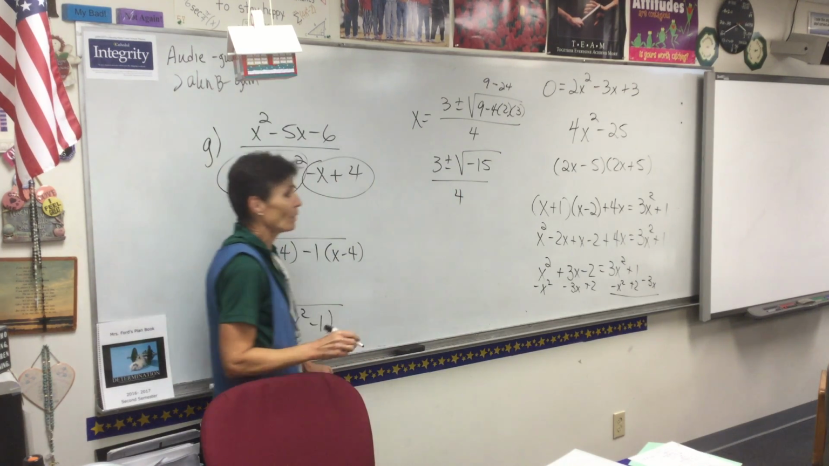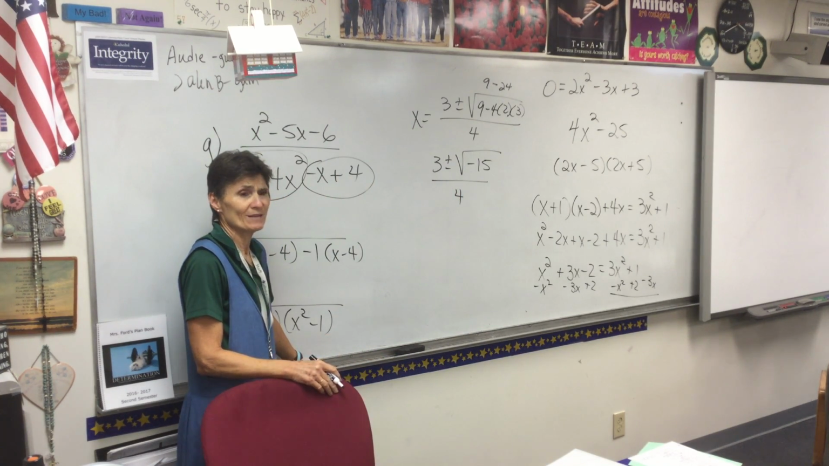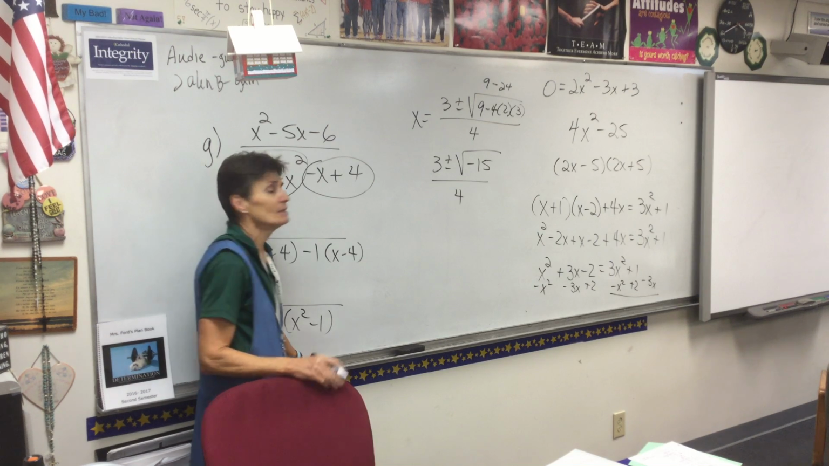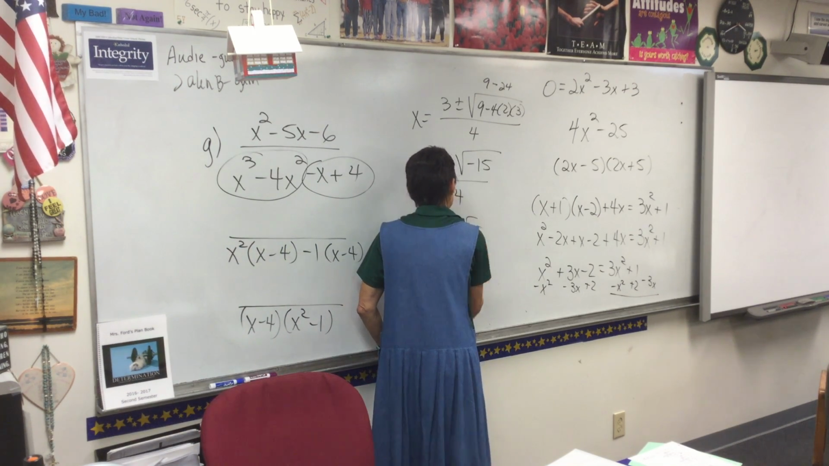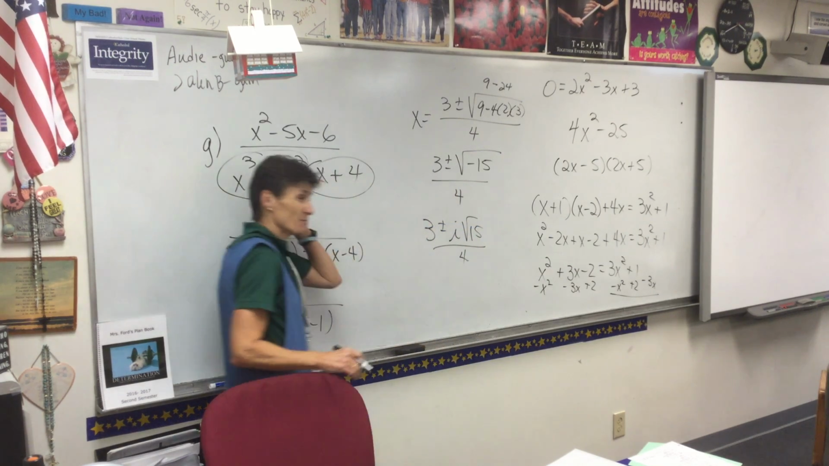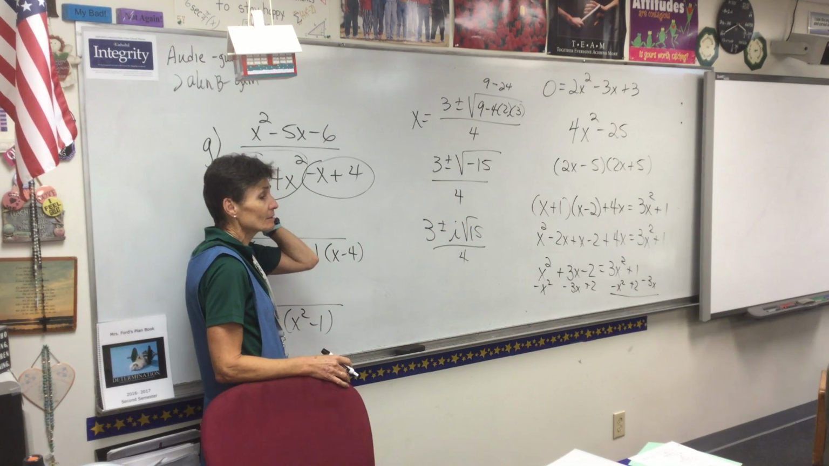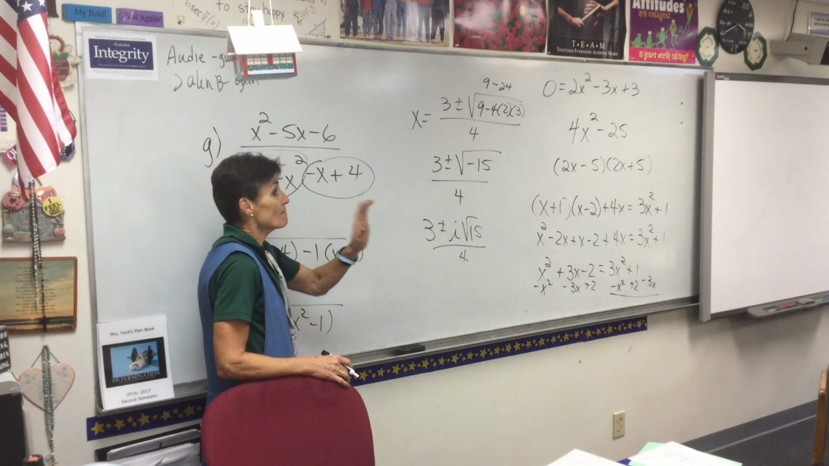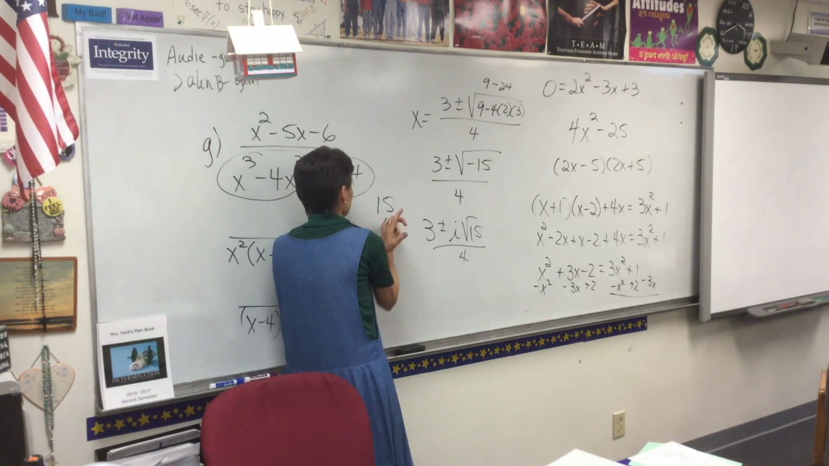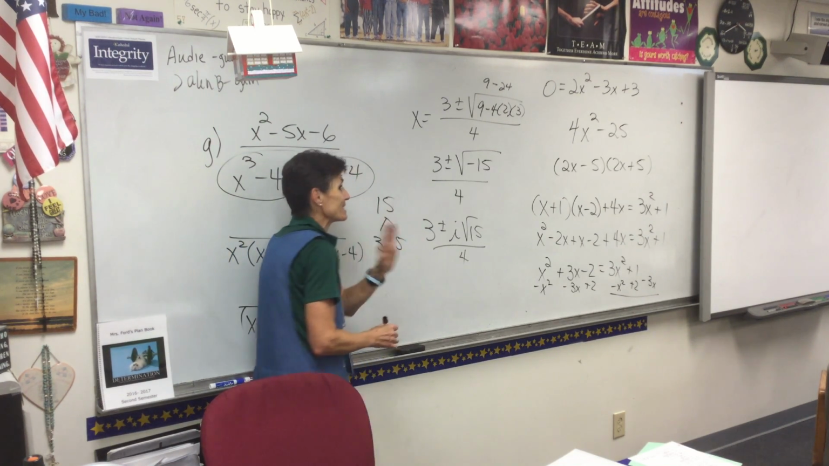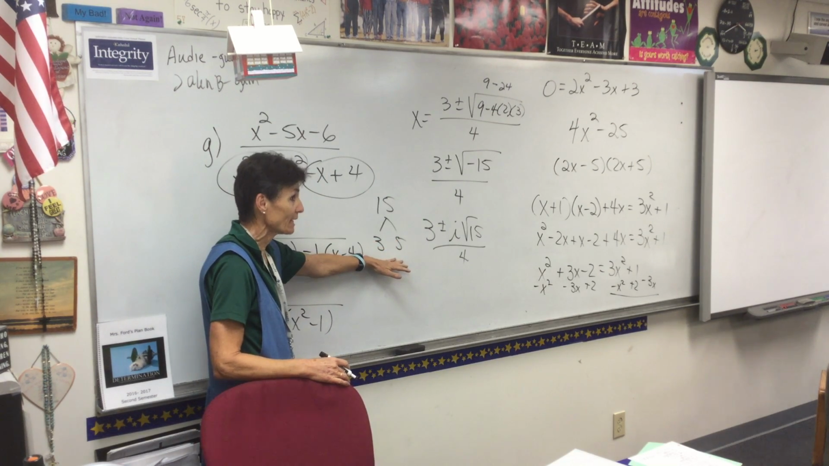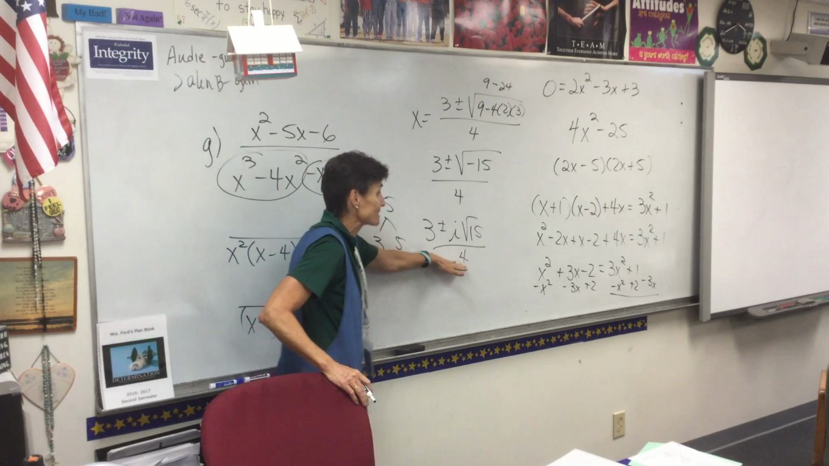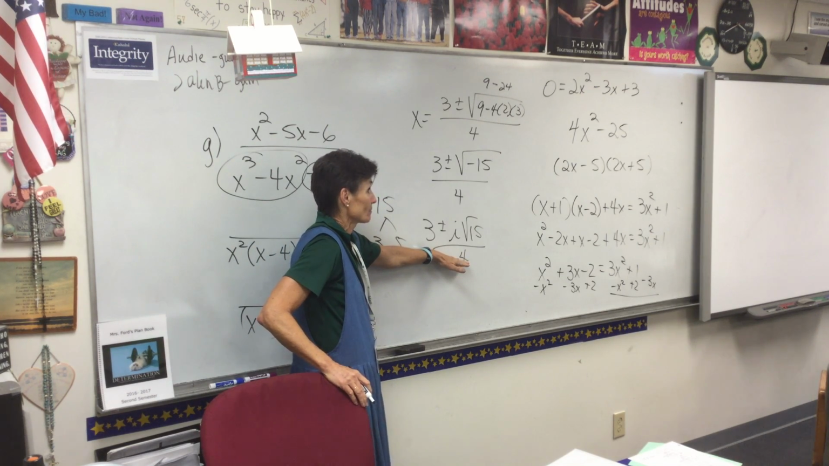It's 3 plus or minus the square root of negative 15. What do I do with the negative? It's going to be an i. Does 15 break down? It breaks down, but it doesn't simplify as a radical because you don't have 2 of something. So that's the answer.